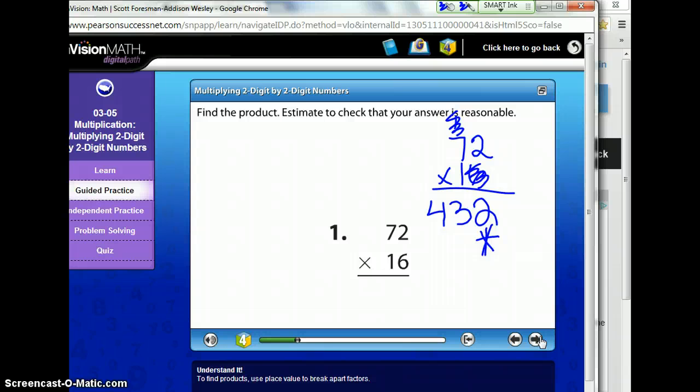Natasha, next time, obviously, you're going to have to write smaller and start up higher. Okay? Now we have 1 times 2 is 2. 1 times 7 is 7. Your next partial product is, well, we can read that as 720.